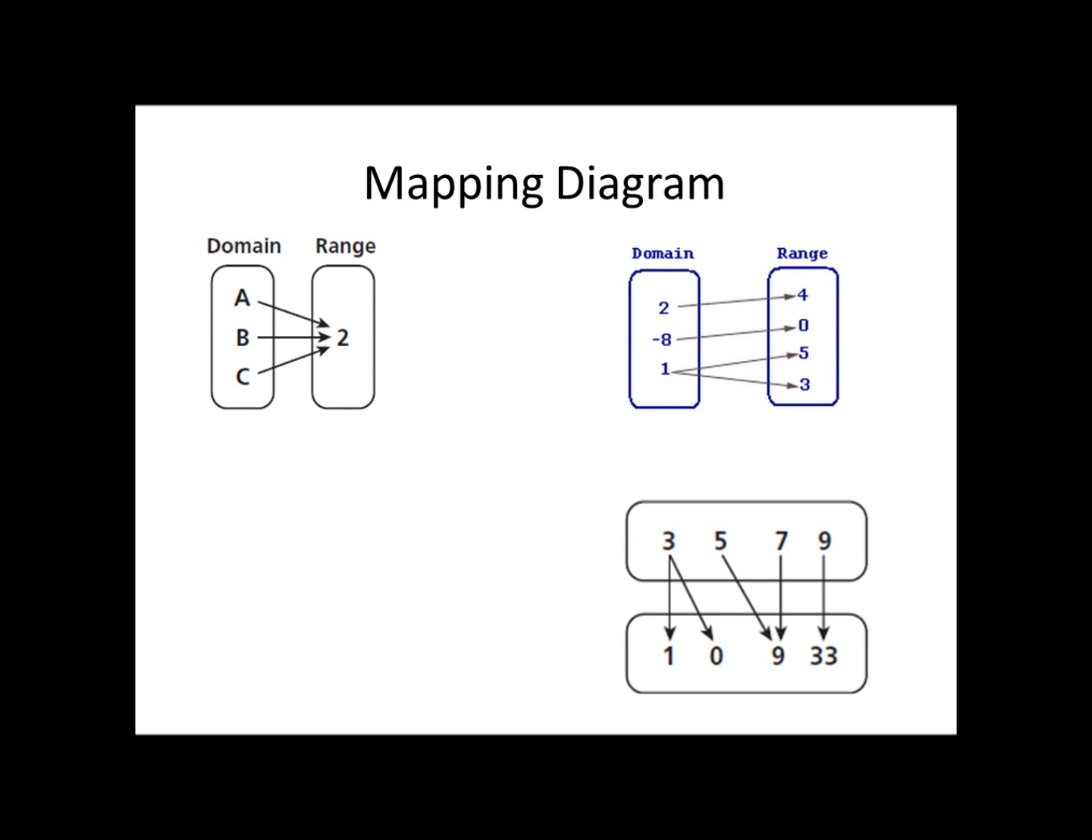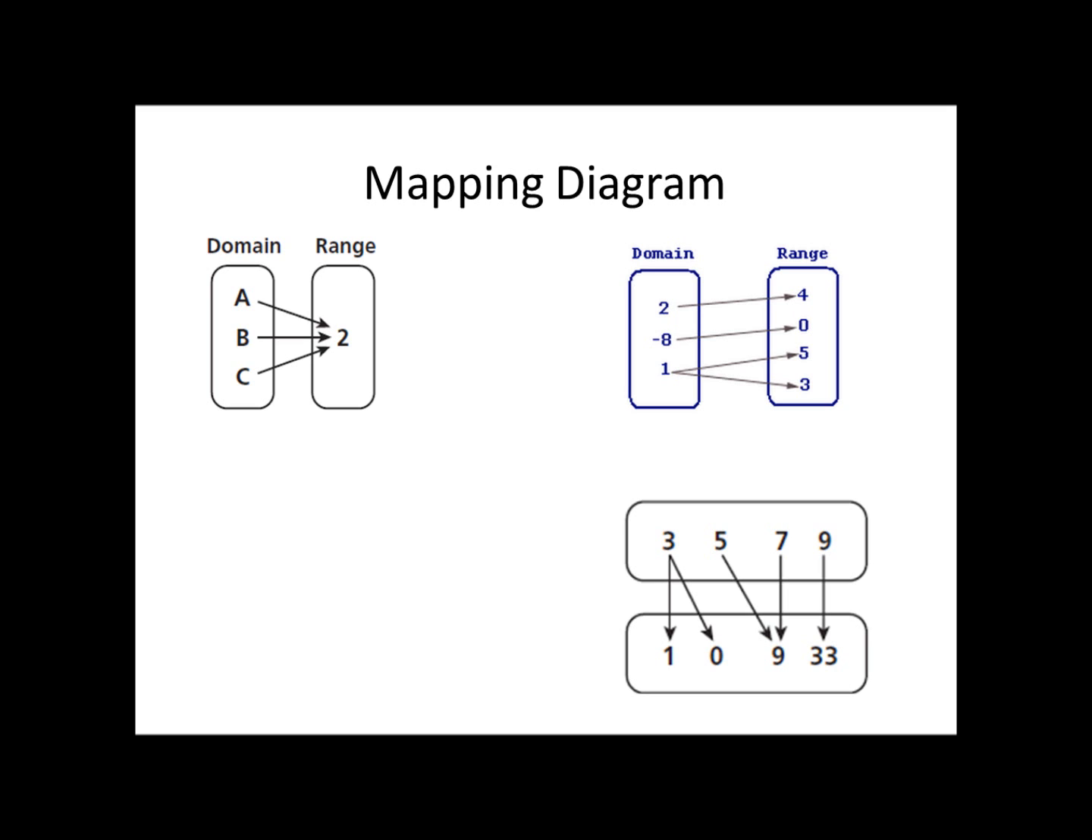Now, here are some mapping diagrams. Mapping diagrams are basically two boxes. One of those boxes is a list of all of our domain values. The other box is all of our range values. Now, the arrows always go from our domain box into the range. So even if the boxes aren't labeled, you can tell which one is the domain and which one's the range. The bottom example, because the arrows go from the top box down to the bottom box, I know that that top box is my domain values.